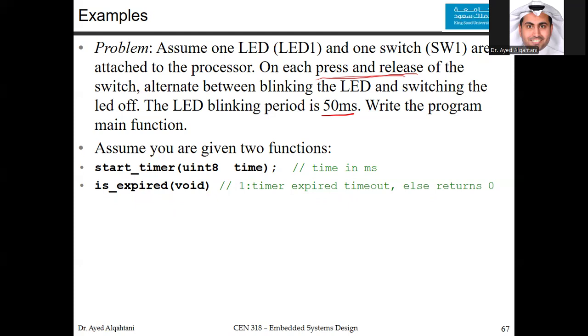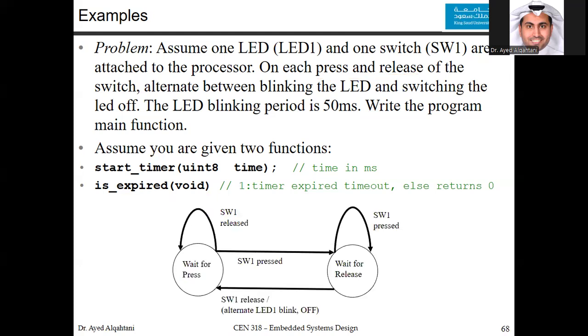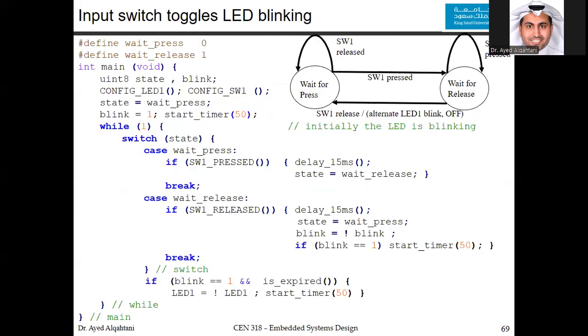So what we do here, we will draw the state diagram to make the coding easier for us. Since we have only one switch, it's very similar to the one that we just discussed. The only difference is, instead of toggling the LED in the previous example, now we have two cases, alternating between the LED blinking and the off state. And that's why if you look at the previous code and this code, you will see a lot of similarities.